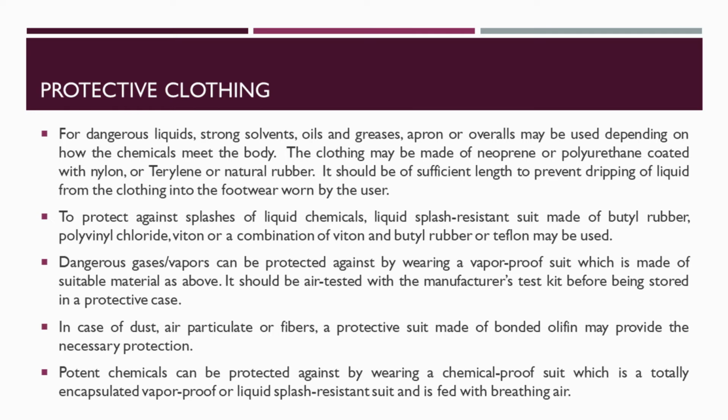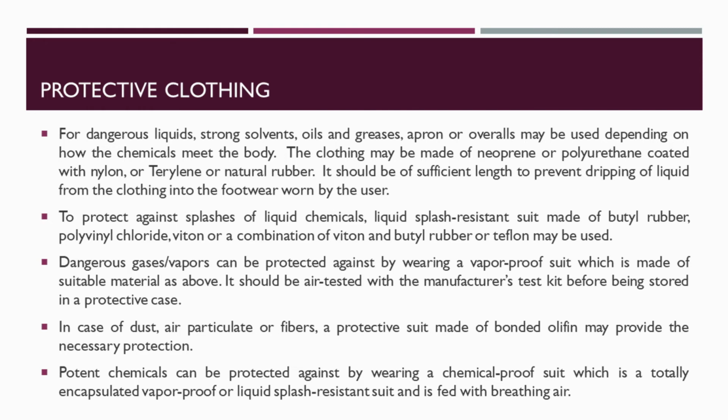The clothing may be made of neoprene or polyurethane coated with nylon or terylene or natural rubber. It should be of sufficient length to prevent dripping of liquid from the clothing into the footwear worn by the user. To protect against splashes of liquid chemicals, liquid splash resistant suit made of butyl rubber, polyvinyl chloride, Viton, or a combination of Viton and butyl rubber or Teflon may be used.